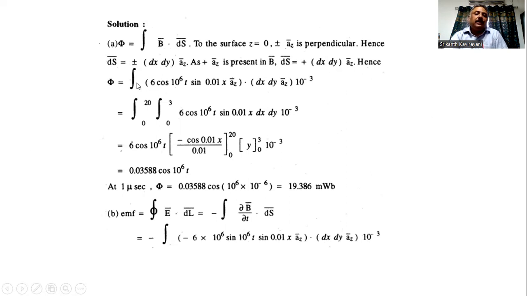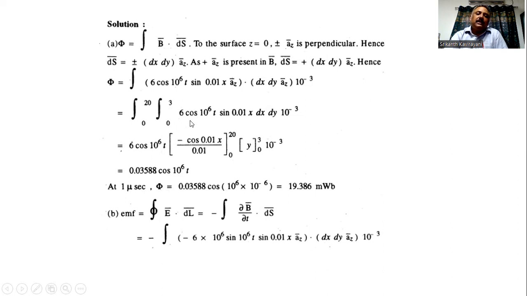Hence phi will be, based on what is given for B bar, 6 cos 10 power 6 t sine 0.01 x az dot dx dy, into 10 power minus 3. Taking the integral limits between 0 to 20 and 0 to 3, we end up getting this value to be 0.03588 cos 10 power 6 t. At 1 microsecond, that yields a value of phi equal to 19.3x milliweber.